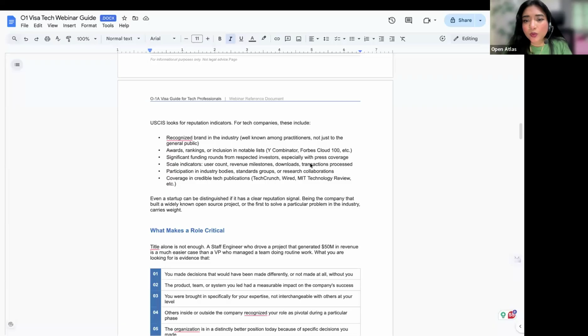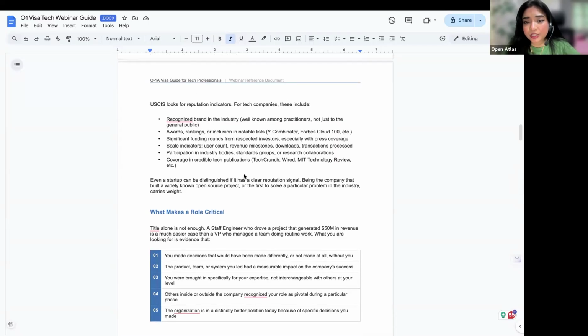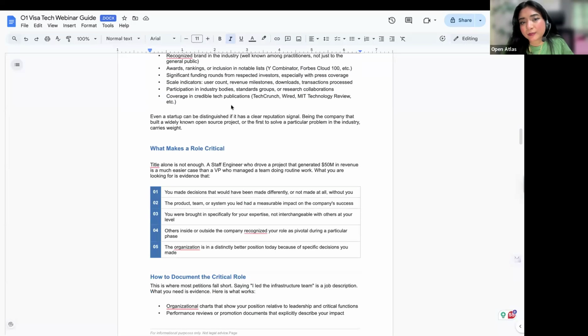Usually press coverage comes in when there is a big collaboration or big investment happening. With smaller collaboration and smaller investment, it is very difficult. But it's not something mandatory. It's one of the documents that can be taken care of. Participation in industry bodies, standards groups, or research collaborations. Definitely, if there is participation or collaboration related to the critical role that you've been doing, and because of your role something big has been achieved, then there is a collaboration. Coverage in credible tech publications, TechCrunch, Wired, MIT. These are some of the famed publications.